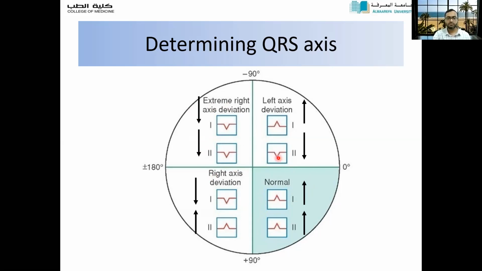Both positive, normal. Lead 1 positive, lead AVF negative: this is left axis deviation. They are coming to each other, that means lead 1 negative, lead AVF positive: this is right axis deviation.